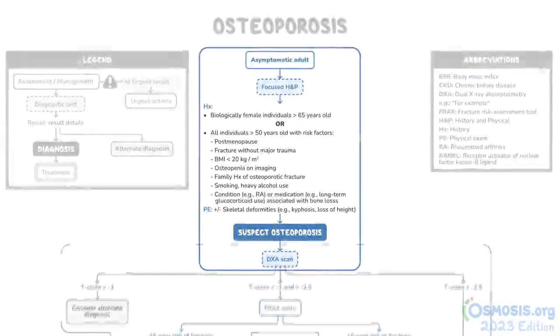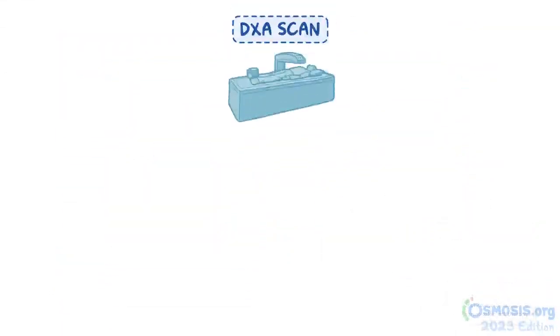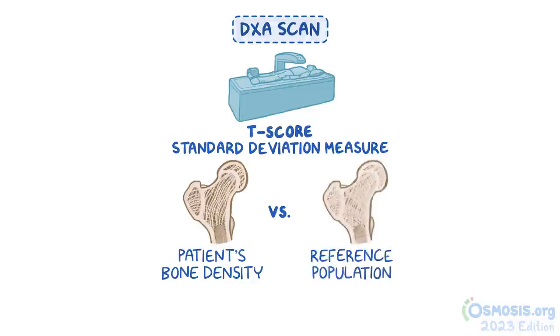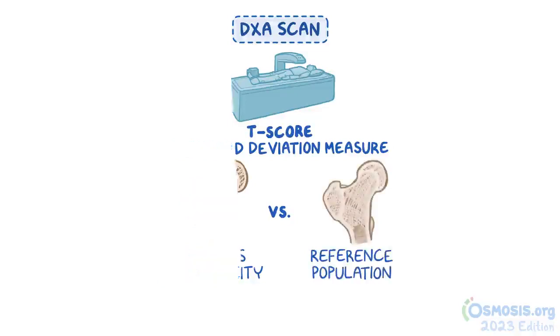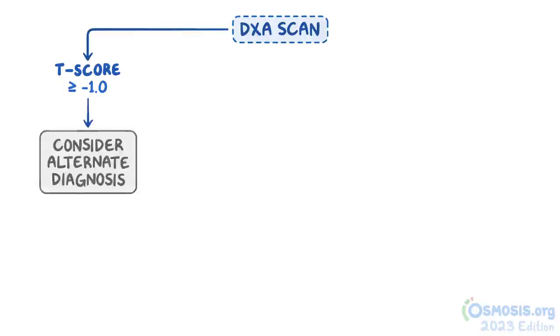Alright, now let's look at the possible results of our DEXA scan. DEXA scan results are typically reported as a T-score, which is a standard deviation measure of a patient's bone density compared to a reference population. Okay, now a T-score greater than or equal to minus 1.0 is normal. In other words, there's no osteoporosis, and you can consider alternate diagnosis.